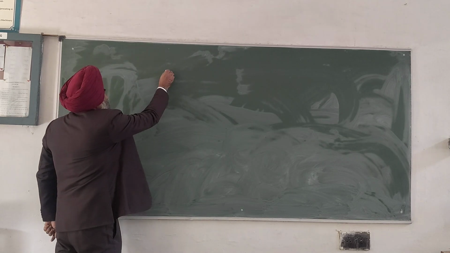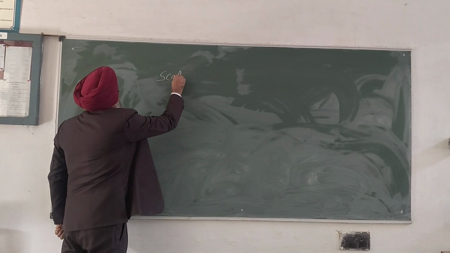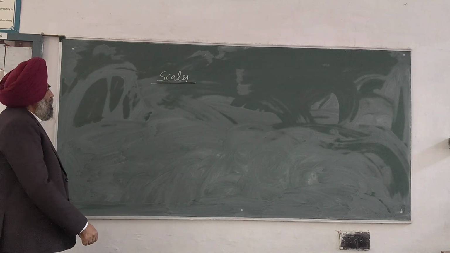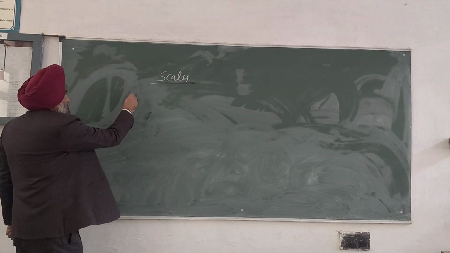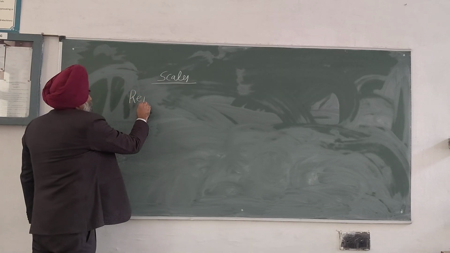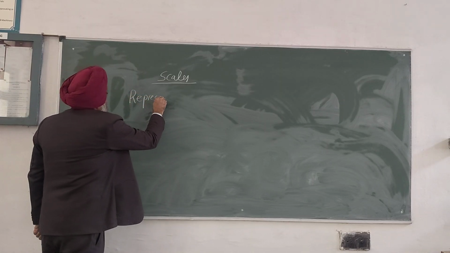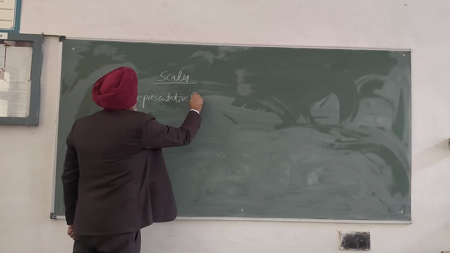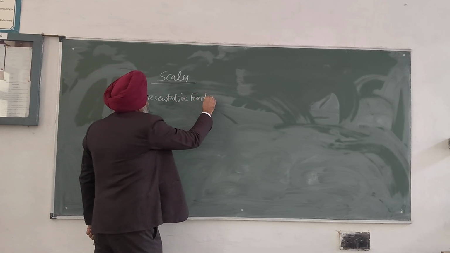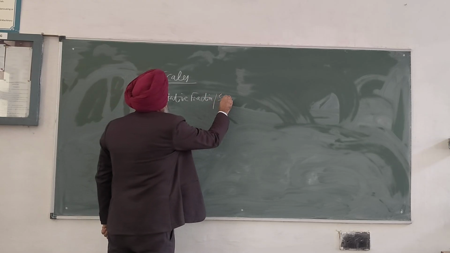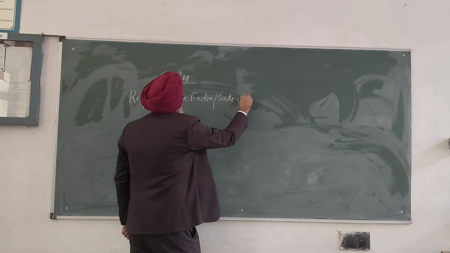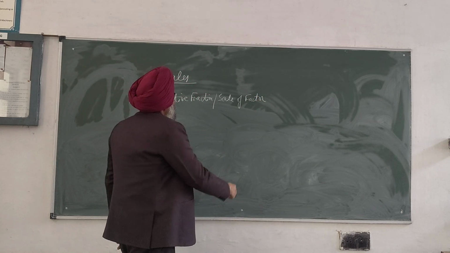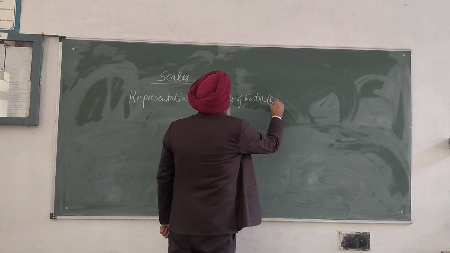बच्चों, we were discussing the scales in the last session, and there are two things which are important in a scale. One is called representative fraction or scale factor. This is also known as RF.